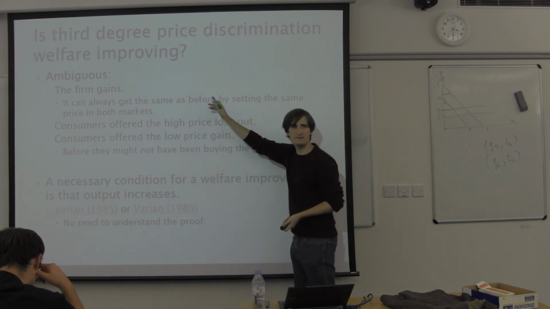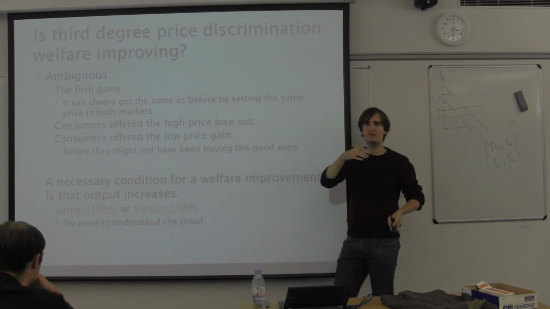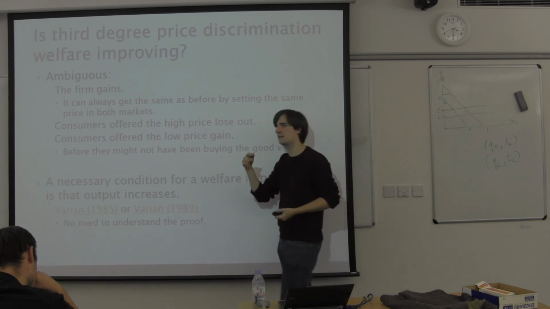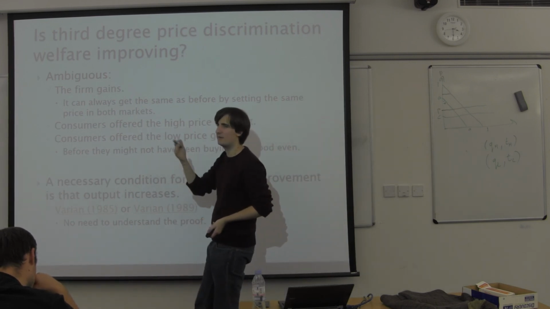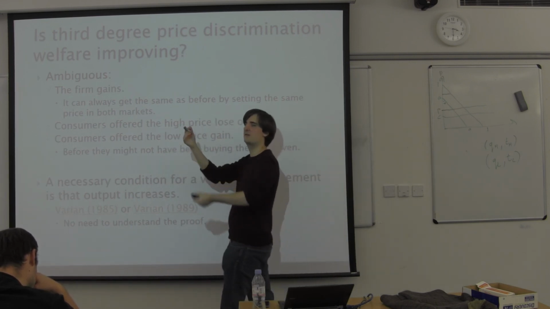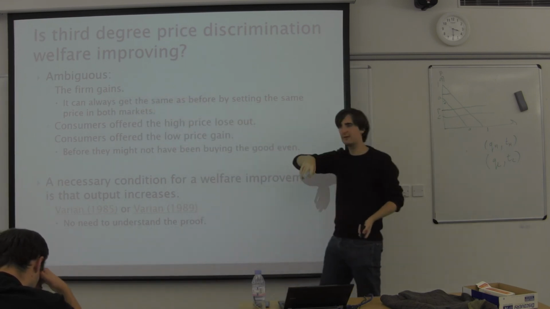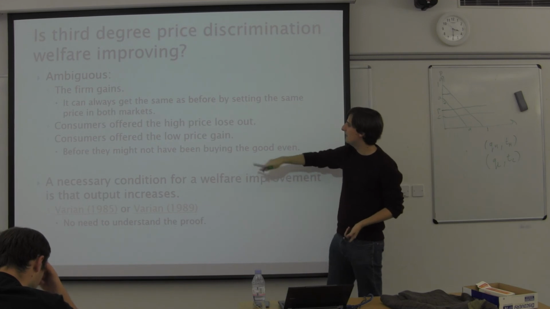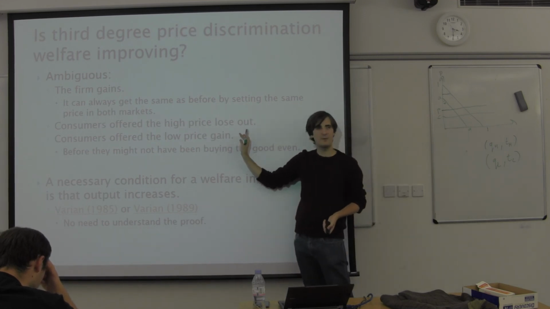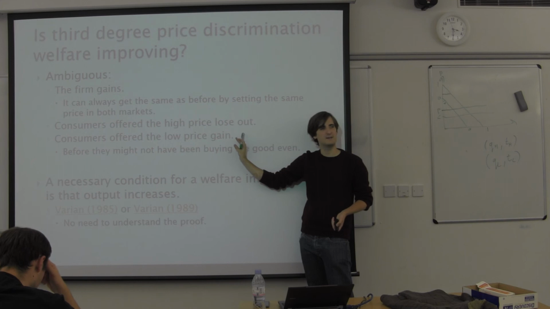And the way to see this is that it always has the option of charging the same price in both markets. Okay, so if it chooses not to charge the same price in both markets, it must be that that's increasing its profits. So the firm is certainly gaining, we certainly have the gain of producer surplus, and the consumers that are being offered the low price, they're going to gain something, right?